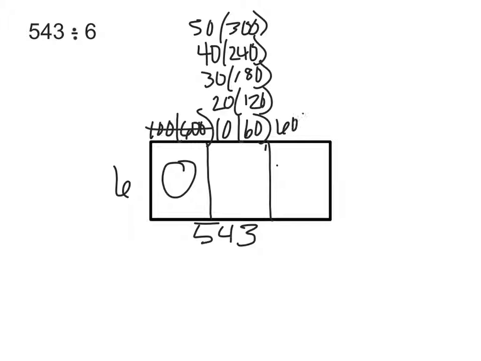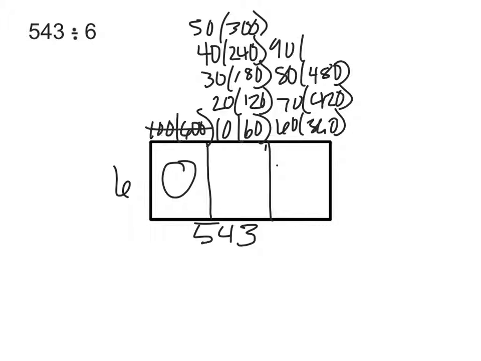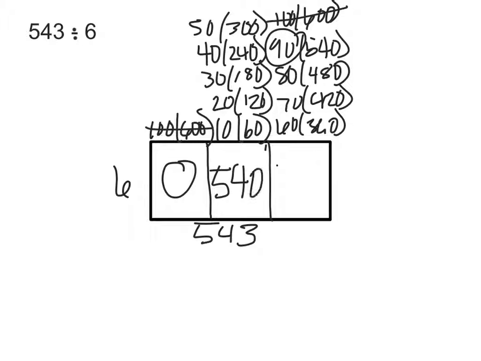60 times 6 would be 360. 70 times 6 would be 420. 80 times 6 would be 480. 90 times 6 would be 540. 100 times 6 would be 600, and we've already figured out that's too much, so I go back to the 90. It's 540. I subtract that, and I have a 3.